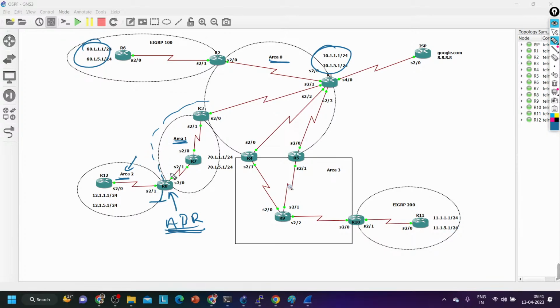So what we can do, we can extend our regular area with the help of a virtual link. So what I am doing here, actually I am extending area 2 toward area 0. Yes or no? I am creating one virtual link here to make this router ABR. Later on we will understand virtual link. Don't worry, Vicky. Okay. Till here is everything clear?